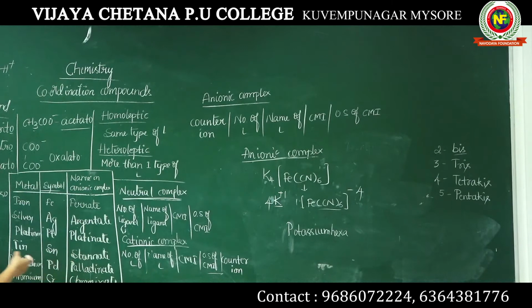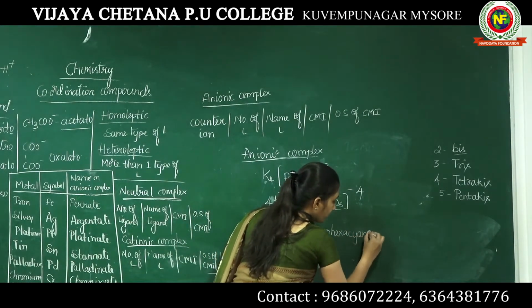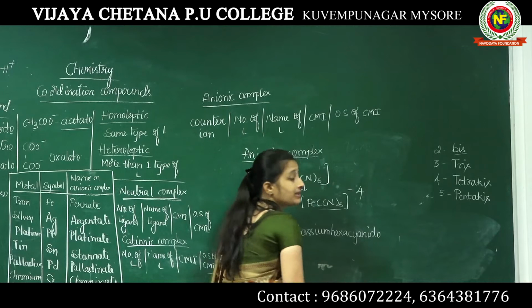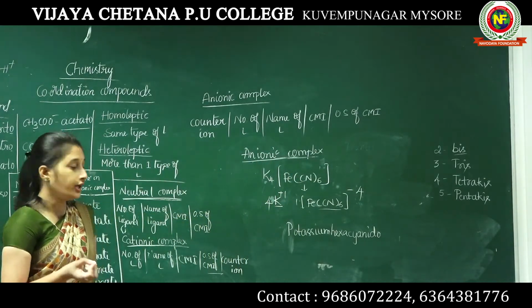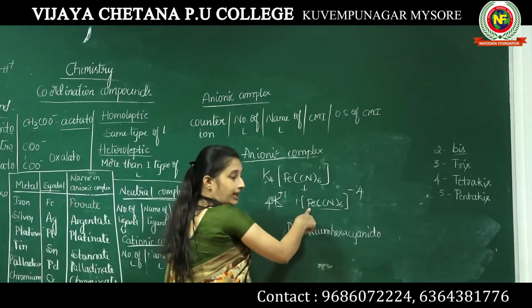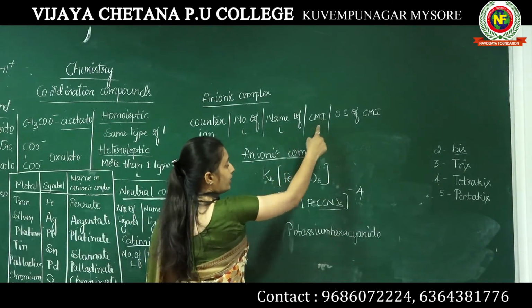CN is an example of an anionic ligand. That's why it is cyanido. Hexacyanido means six times the cyanide group. That's why hexacyanido. And which one is the central metal atom? Next one, the central metal ion.